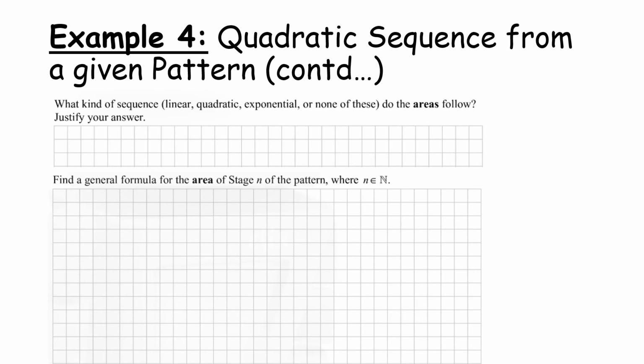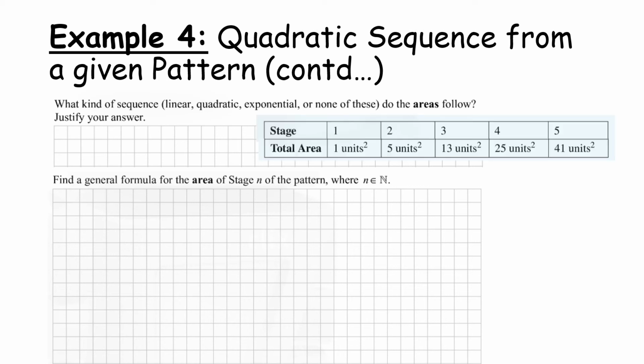So what kind of sequence, linear, quadratic, exponential, or none of these, do the areas follow? Justify your answer. The first thing we need to figure out is, what are the areas? From the picture on the previous slide, the first stage had 1 square unit, and remember they told us that each square had an area of 1 square unit. So in the second stage there was 5, the third stage 13, the fourth stage 25, and the fifth stage 41.